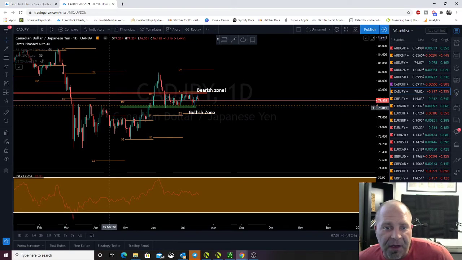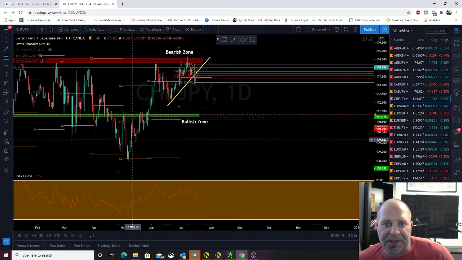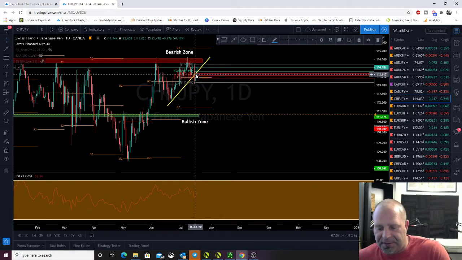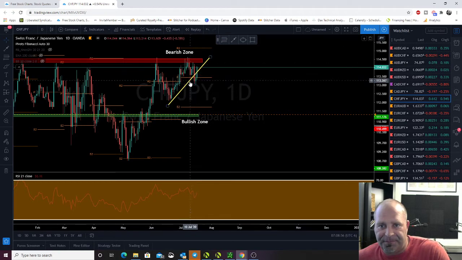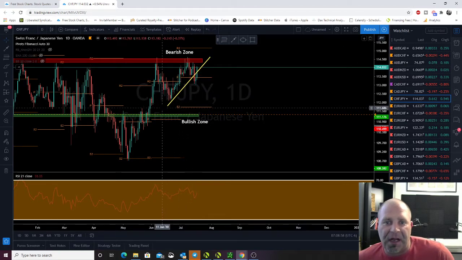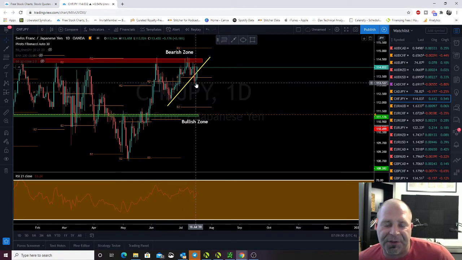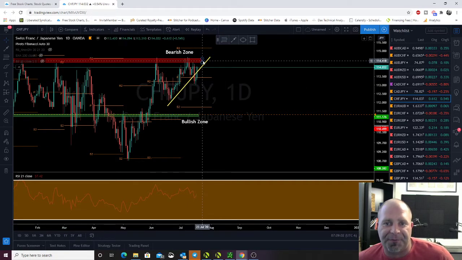All right, so here on CAD JPY, we have a really good support and resistance channel to be playing off. Price is right in the middle, so that's why I have my alert down here. Swiss franc JPY, let's get rid of all this drama. All right, so we were looking for a break of the trend line. We got it, and it's a false breakout.